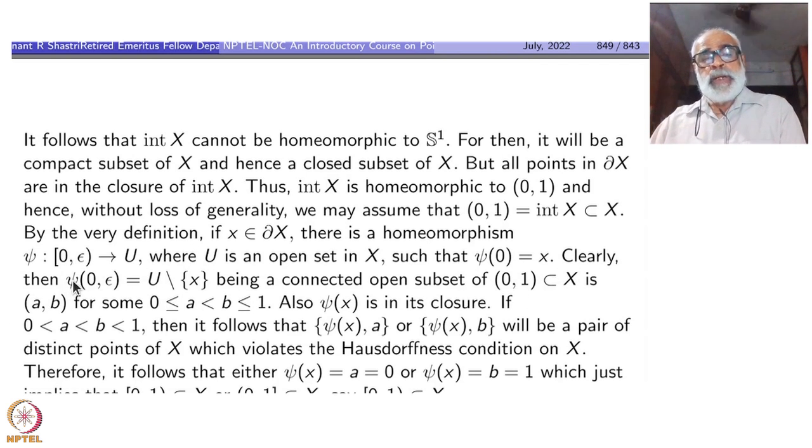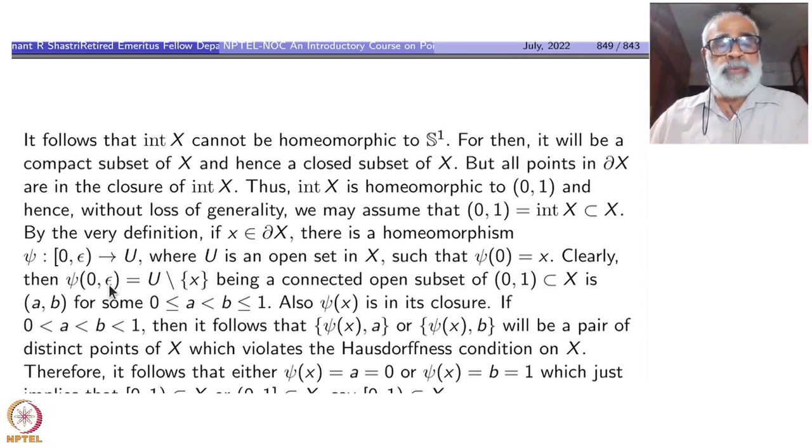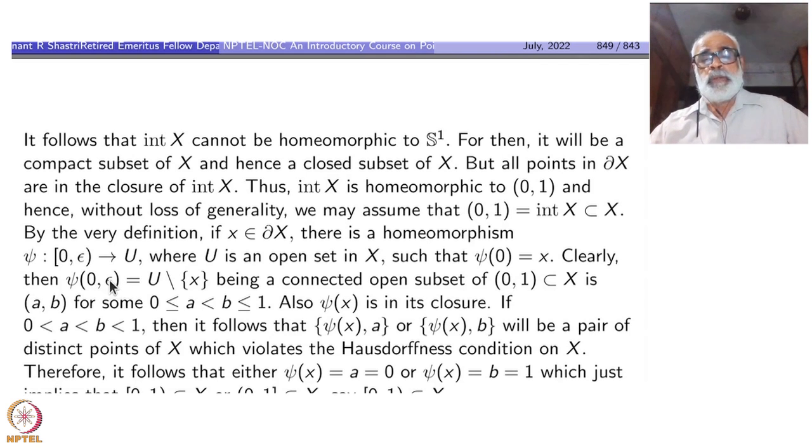Clearly, if you look at psi of the open interval 0, epsilon, that is homeomorphic to U minus x, being a connected open subset of 0, 1 contained inside X. It is (a, b) for some 0 less than a less than b less than 1, because we know all the connected subsets of an open interval. When you throw away one point, what you have got is U minus x homeomorphic to 0, epsilon. Also, psi of x is in its closure.